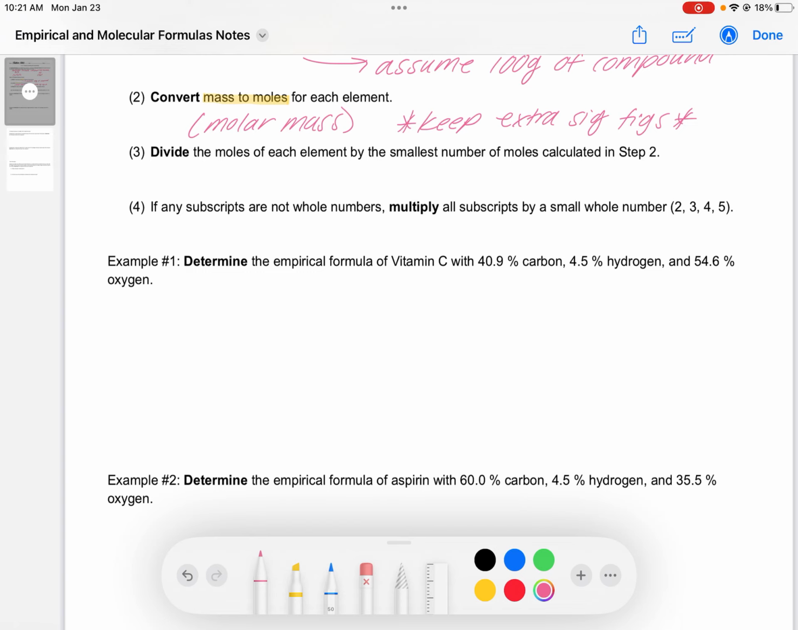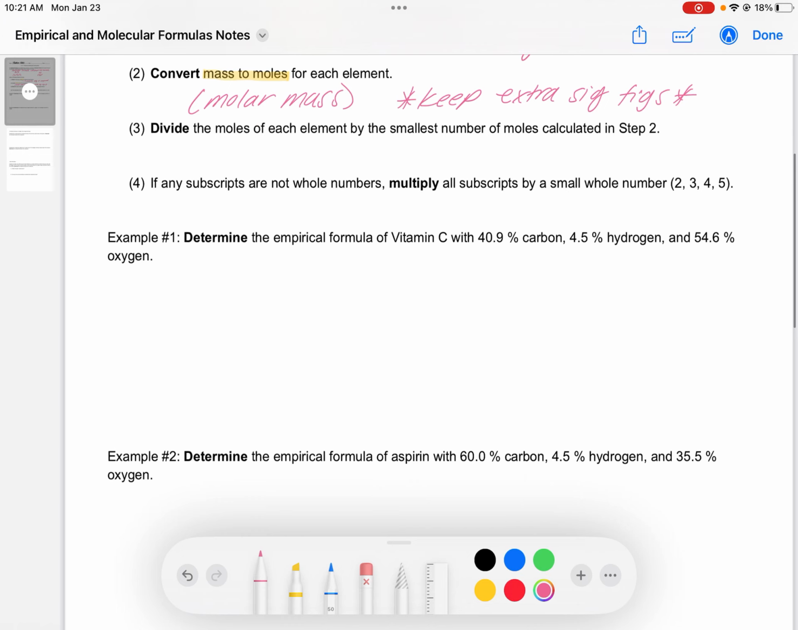I don't think steps 3 and 4 really make sense until we look at them, so let's jump into example number 1. Example number 1 says, determine the empirical formula of vitamin C. Vitamin C has 40.9% carbon, 4.5% hydrogen, and 54.6% oxygen.